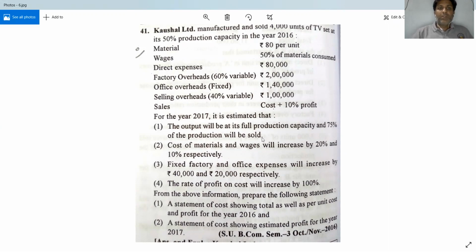Welcome students. In today's video lecture, we are going to start another practical question for unit costing. This is question number 6.